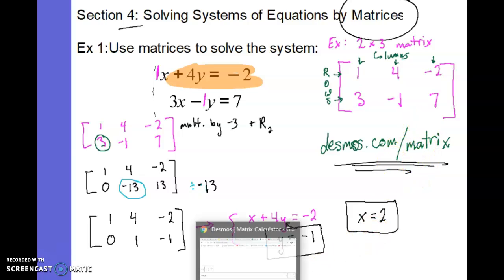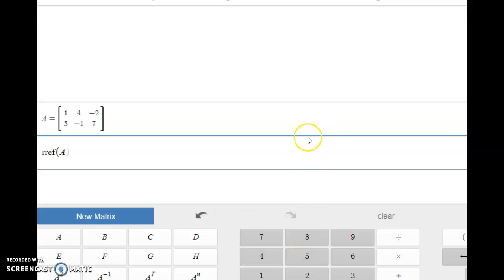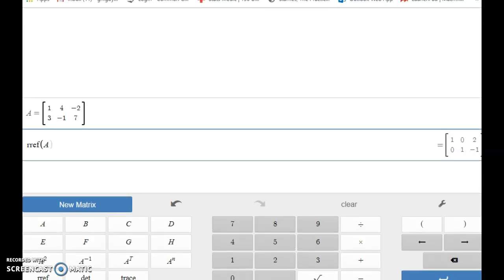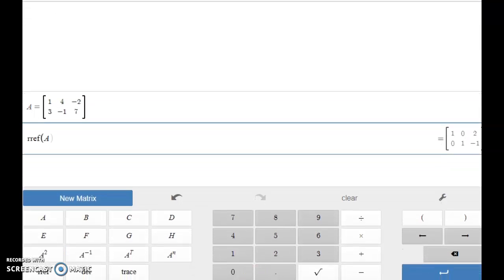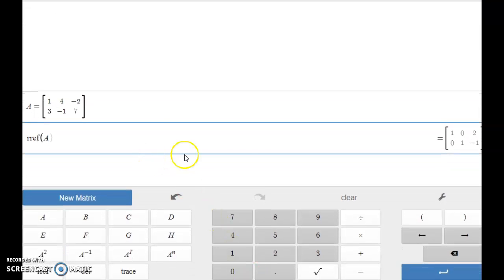So let me pull up my Desmos. Just type in desmos.com/matrix, and it should show up. I'm going to try and extend the screen, except it's just making it move. Let me pause it. There we go. Now I was able to figure out. Okay, so you can see desmos.com/matrix, and it looks something like this.